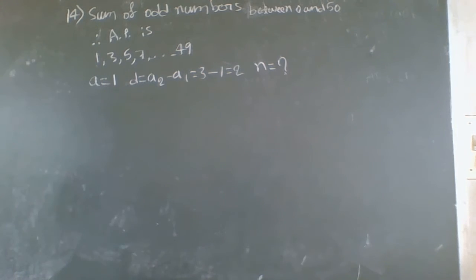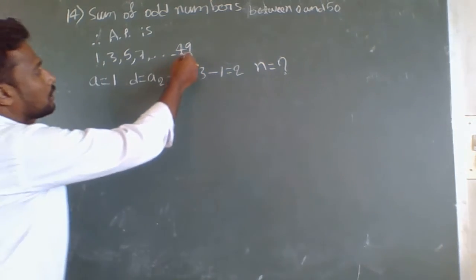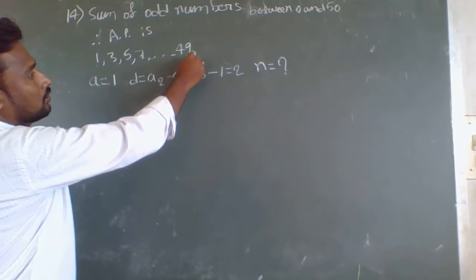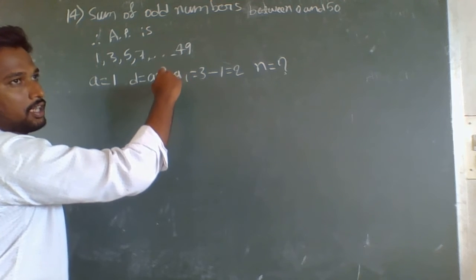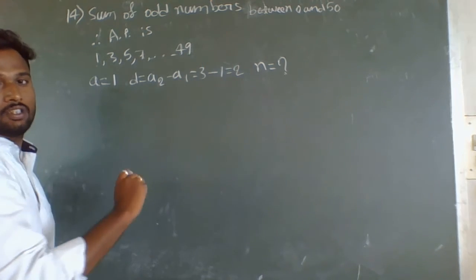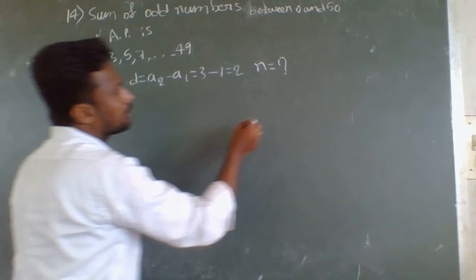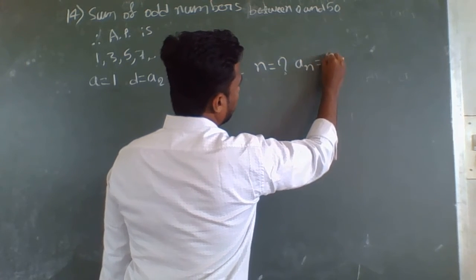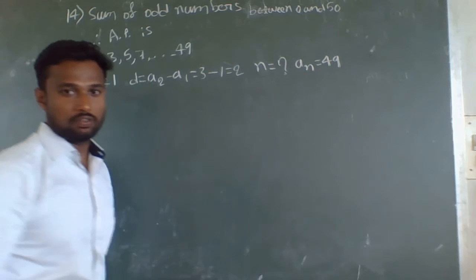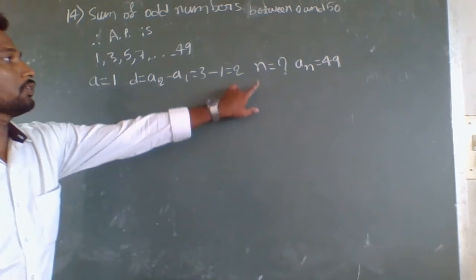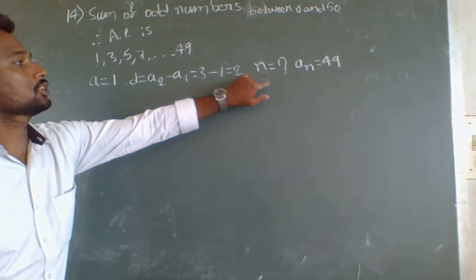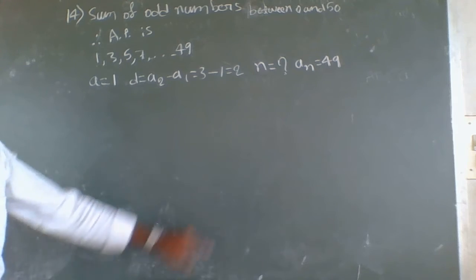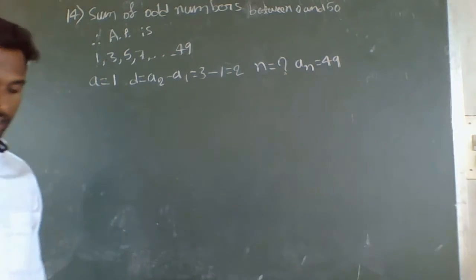And again, here 49 is the last odd number, because 49 is less than 50, and if I consider 51 which is greater than 50, therefore 49 is the last number. Means I can write here an is 49, last term is 49, but we don't know the value of the number of terms between 0 and 50.